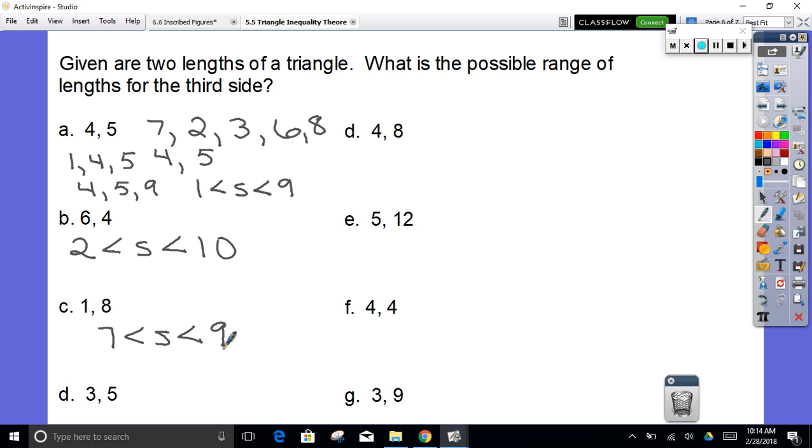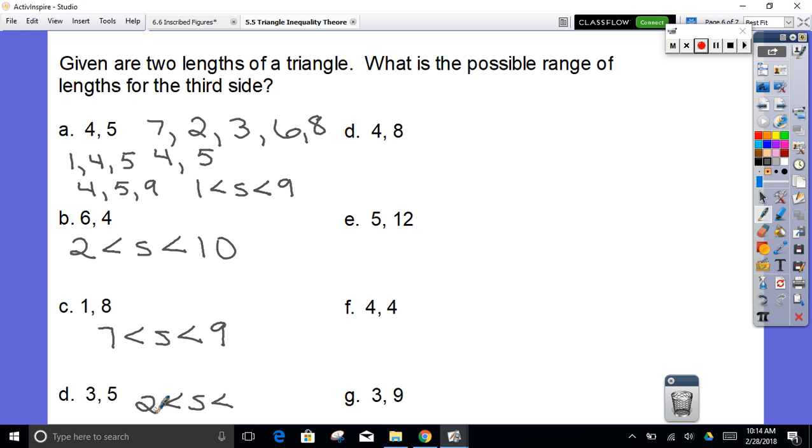All right, let's do letter D. S has to be bigger than something, and it has to be less than something. What does the third side have to be bigger than? Caitlin? Remember how to find that? Subtract. It's 5 minus 3. 2. So it has to be bigger than 2.